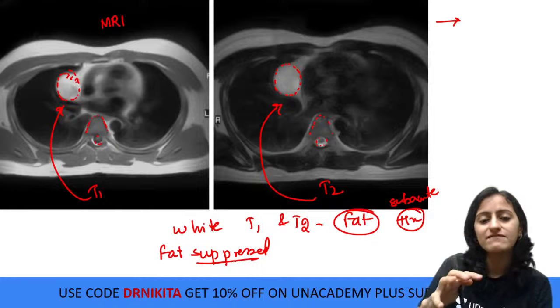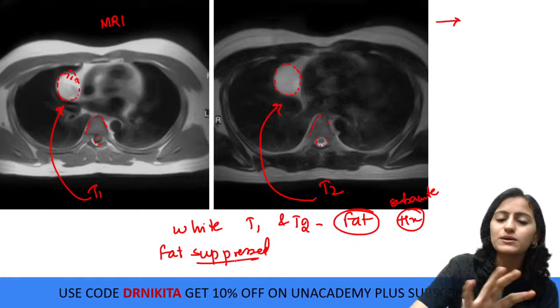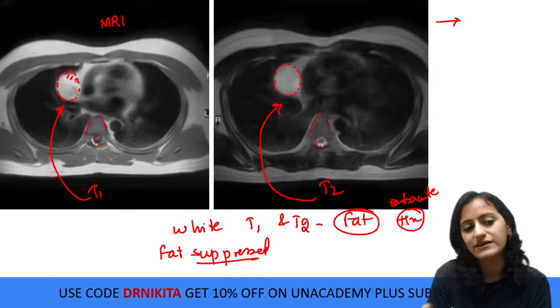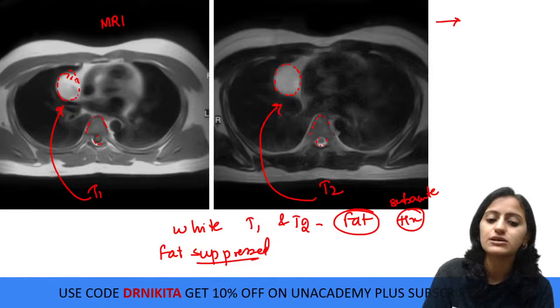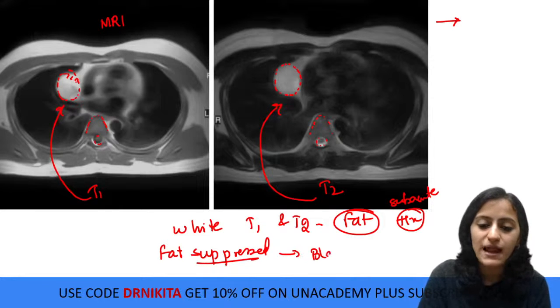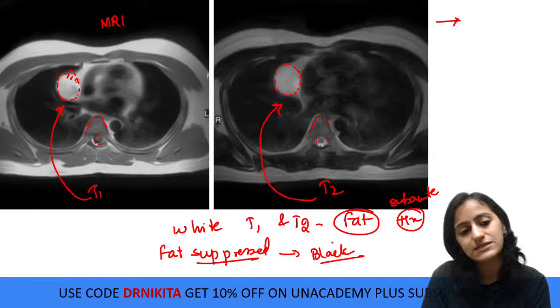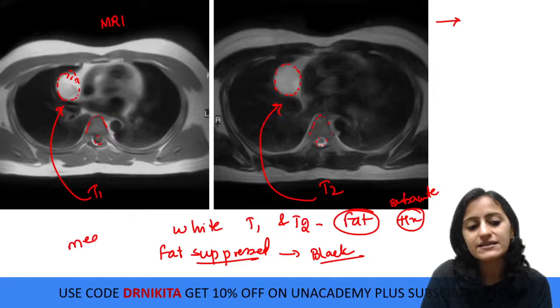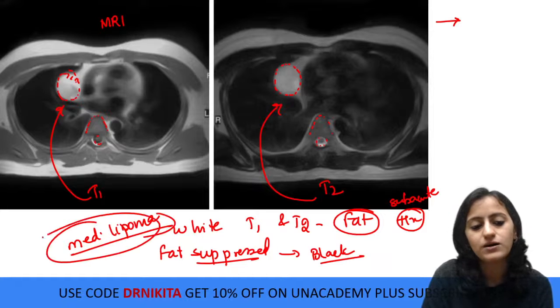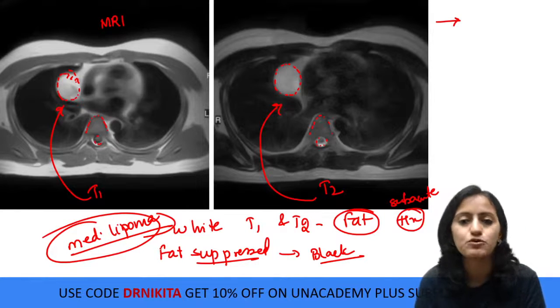You can have a sequence. If it is fat, it will appear black. If it is not fat, if it is hemorrhage, then it will still look white. So if it becomes black on a fat suppressed sequence, then yes, it is fat, and the diagnosis in this case is mediastinal lipoma. Okay, that's your mediastinal lipoma here.